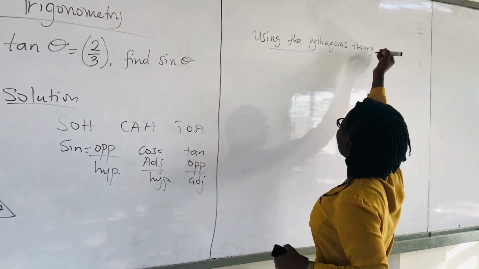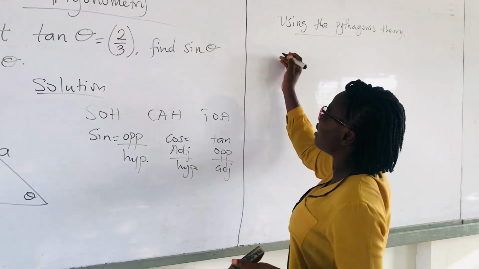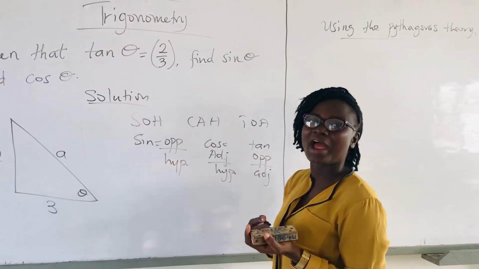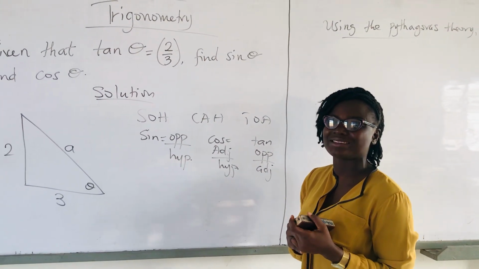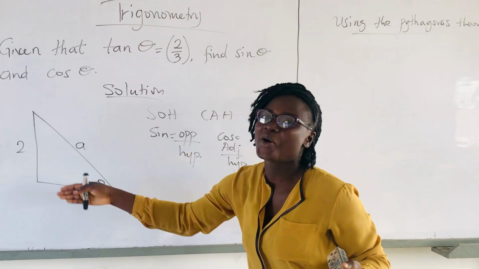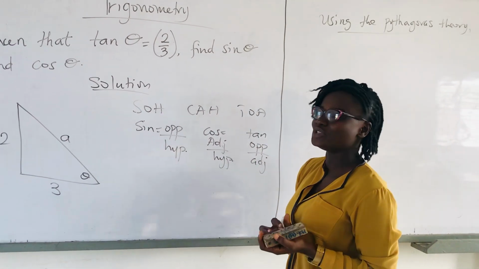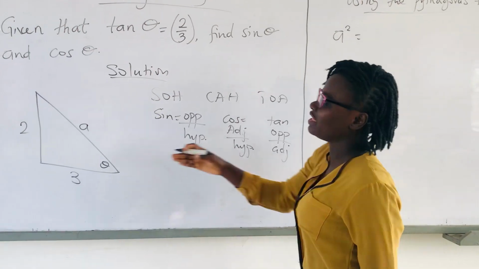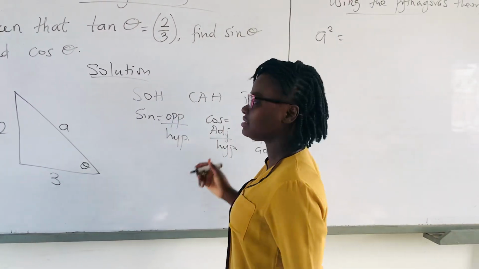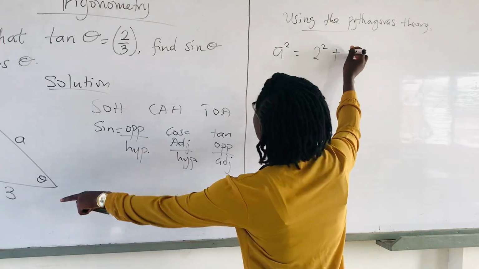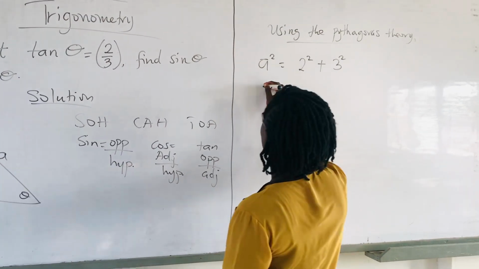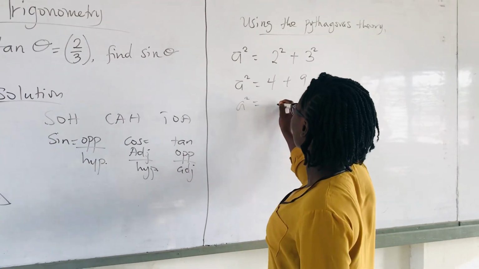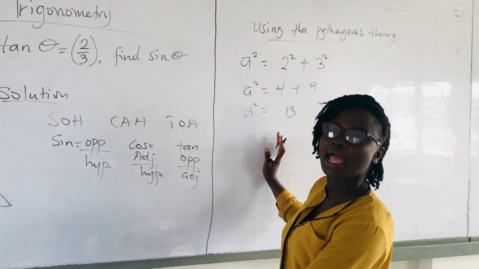Okay, so using the Pythagoras theorem, we know it. The square of the hypotenuse is equal to the sum of the squares of the two other sides. So we have the hypotenuse to be a squared. Good. Then the sum of the squares of the two other sides, which is 2 squared plus 3 squared. Great. So this becomes a squared equals 4 plus 9. Then we have 13.